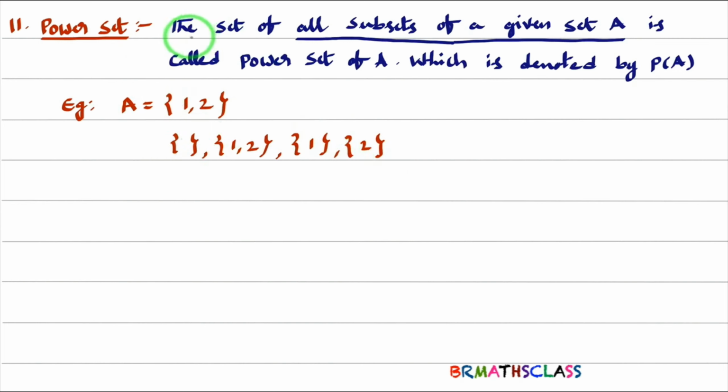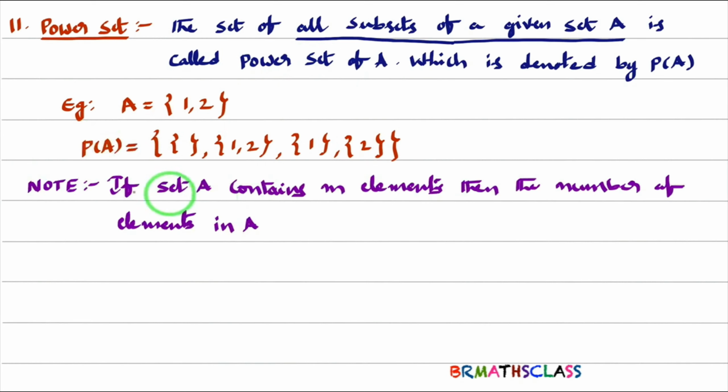What is the definition of power set? You observe here, I'll write the set. Try to understand. This is the set of all subsets of A, called the power set of A, which is denoted by P of A. I hope you understand. You observe here, if set A contains 2 elements, its power set contains 4 elements. So if set A contains m elements, then the number of elements in P of A is 2 power m. Suppose set A has 3 elements, then the power set of A contains 2 power 3, that means 8 elements. I hope you understand power set.